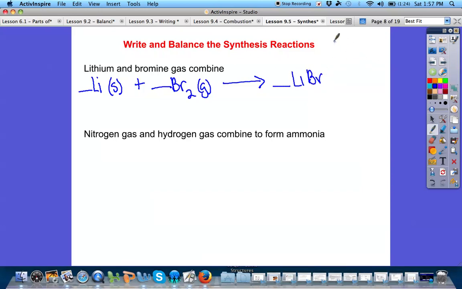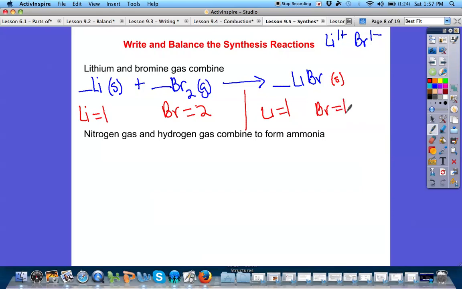We know that it's going to be one lithium and one bromine because lithium is a 1+, and bromine is a 1-. So we only need one of those in order to balance it out for our chemical formula. And I believe that this is going to be a solid. So now we need to count the number of atoms. We have 1 lithium. We have 2 bromine in our reactants. In our products, we have 1 lithium, and we have 1 bromine.